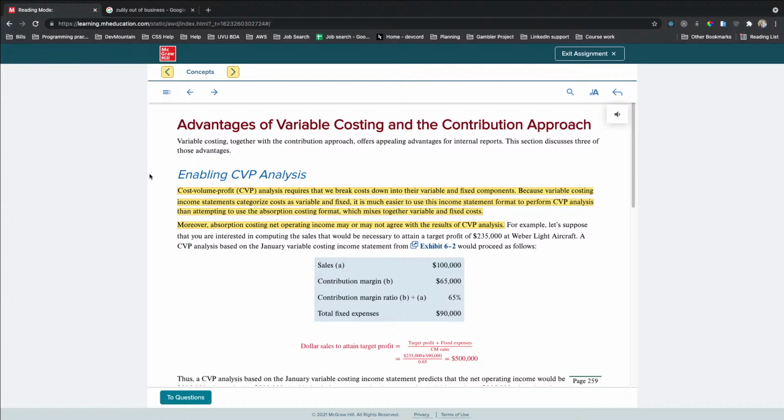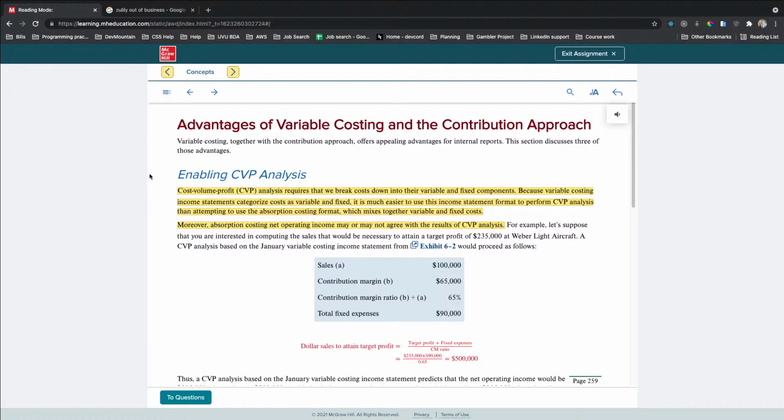Though I do like here, it looks like they're doing a CVP analysis, which I could use some practice with, always. Yeah, so it enables CVP analysis. Cost volume profit analysis requires that we break down costs into their variable and fixed components. Because variable costing income statements categorize the variable and fixed, it is much easier to use this income statement format to perform CVP analysis than attempting to use the absorption costing format, which mixes together variable and fixed.